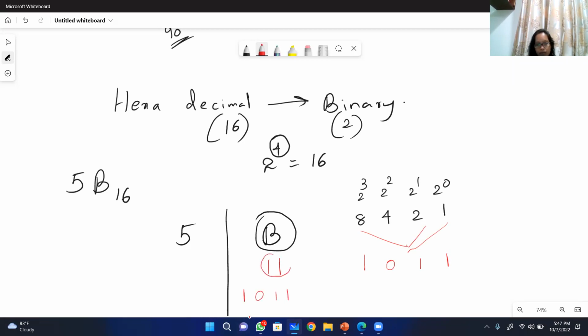Here 11 is the decimal value. The corresponding decimal value of B is 11. That is not a binary one. So the corresponding binary value of 11 is 1, 0, 1, 1.